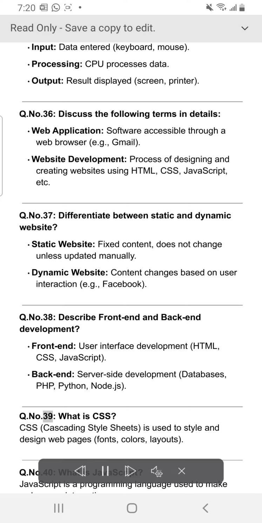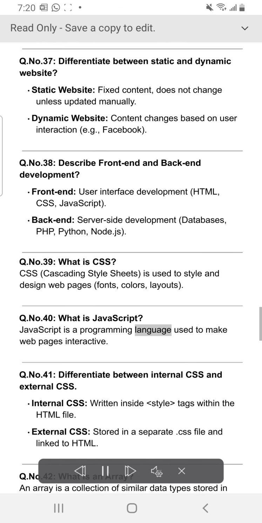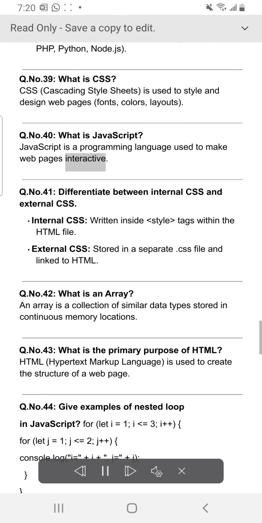Q. Number 39. What is CSS? CSS, cascading style sheets, is used to style and design web pages, fonts, colors, layouts. Q. Number 40. What is JavaScript? JavaScript is a programming language used to make web pages interactive.